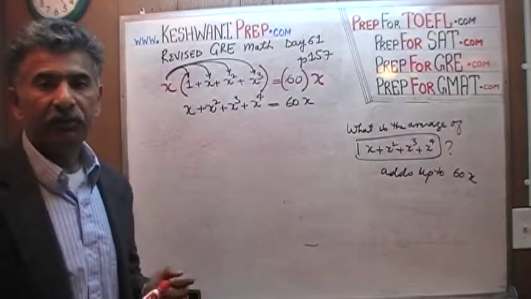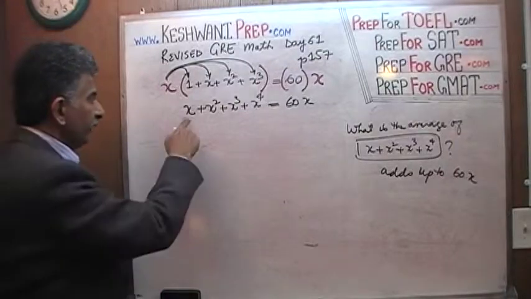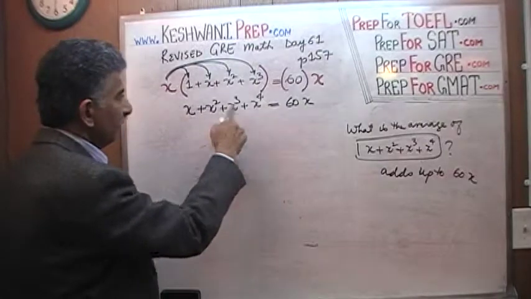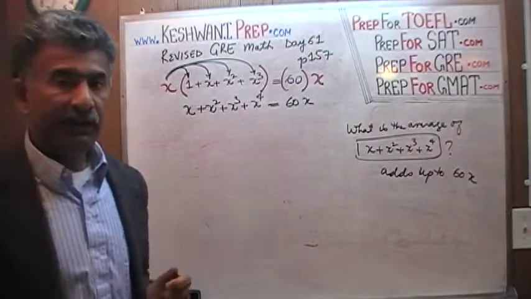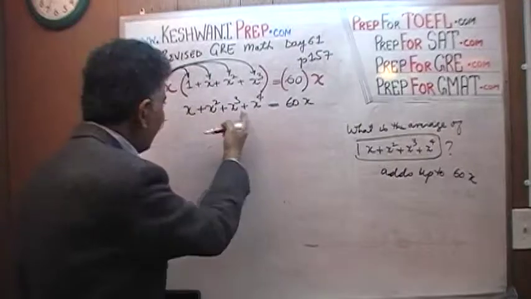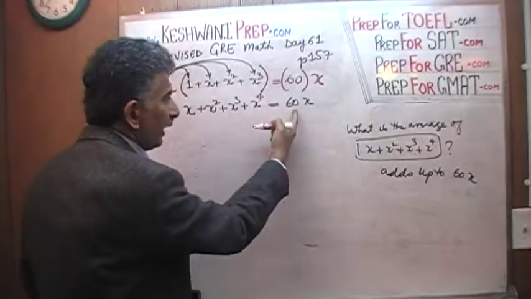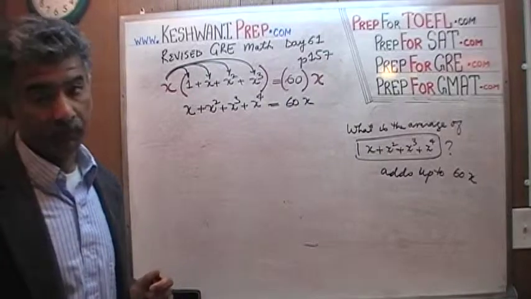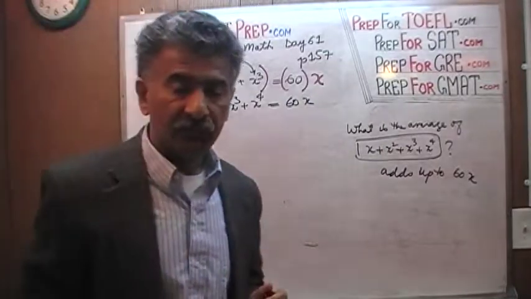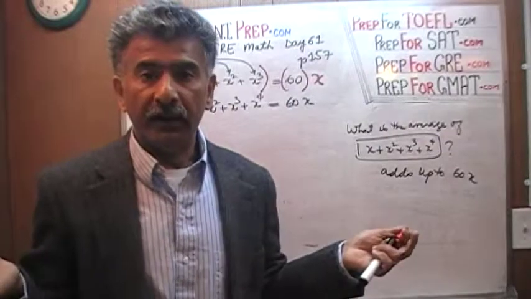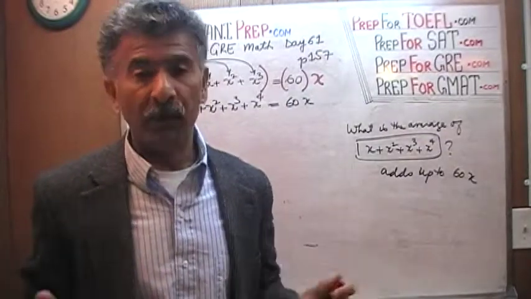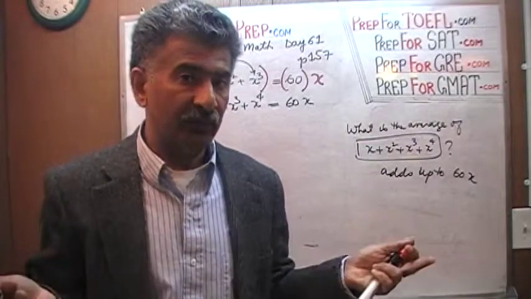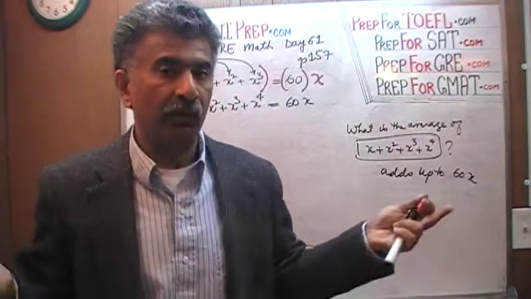But how do you find the average of a bunch of numbers? Well, how many quantities do we have here? 1, 2, 3, 4. We have 4 quantities. How do you find the average of 4 quantities? You add them up, which we just did, and they add up to 60x. You divide by however many we have. If I want to find the average of 4 numbers, I add up the 4 numbers and divide the sum by 4. If there happen to be 7 numbers, I add them all up and divide the sum by 7 in order to find the average.